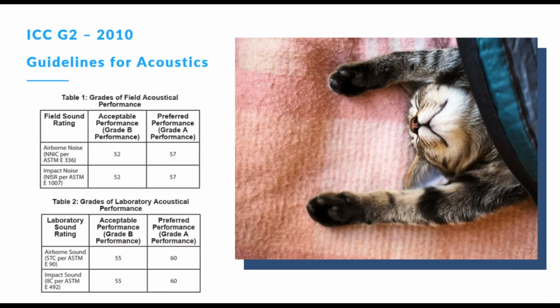So we go in roughly 5-point tiers. The interesting thing to me about this is that they call this grade B acceptable performance, which sort of implies that the code minimum is unacceptable, which seems strange for the Code Council themselves to state it that way. But I think that says something about the code minimum itself.